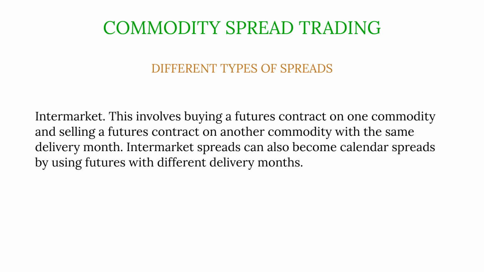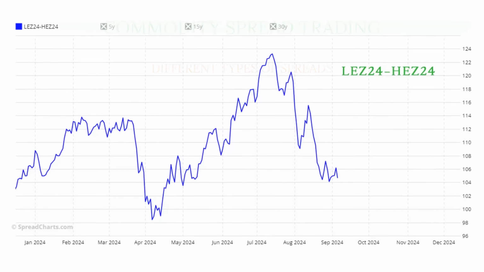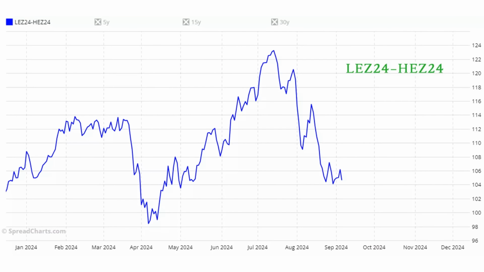Intermarket. This involves buying a futures contract on one commodity and selling a futures contract on another commodity with the same delivery month. Intermarket spreads can also become calendar spreads by using futures with different delivery months. For instance, here is the chart of the LEZ24-HEZ24 spread, constructed by buying the December 2024 live cattle futures contract and selling the December 2024 lean hogs futures contract.